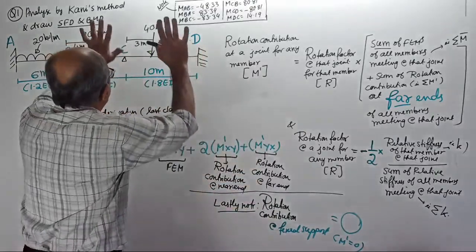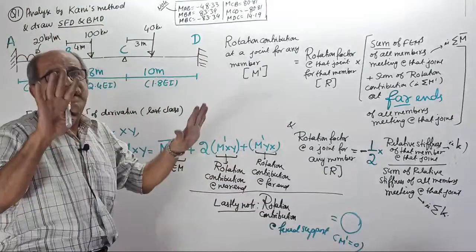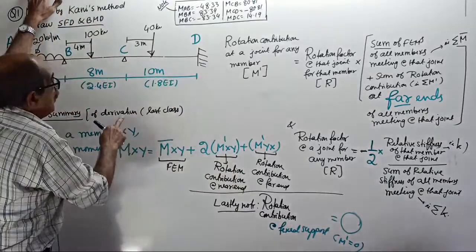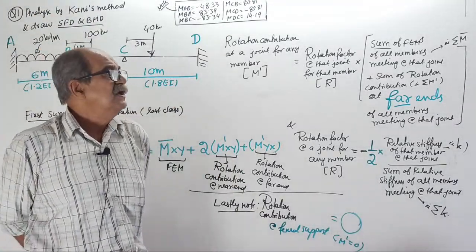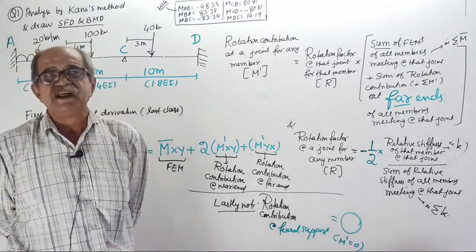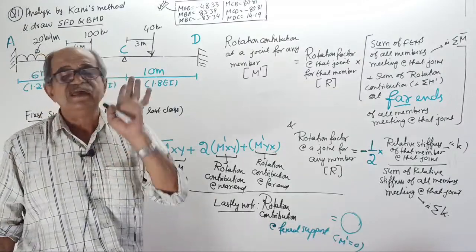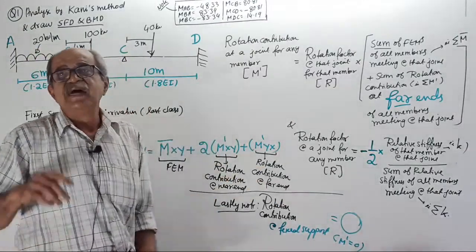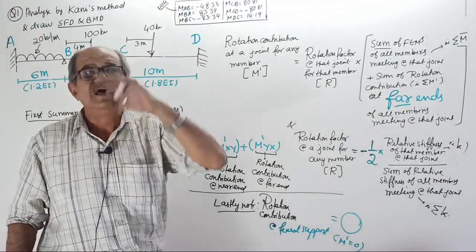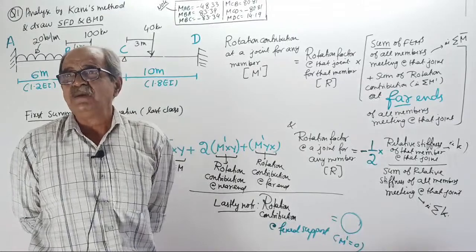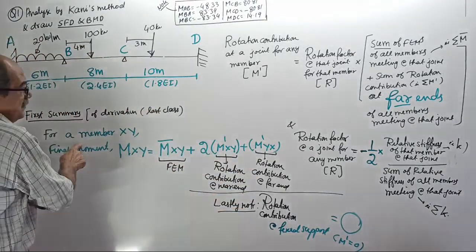So, before you start the problem, first the summary. Remember, this is permanent for Kani's method, for beams without support settlement or with given support settlement, and also for frames without sway. If sway is there, then a new term is going to come. That you will come to know in the course later, when I go to multi-story buildings. Okay, start.